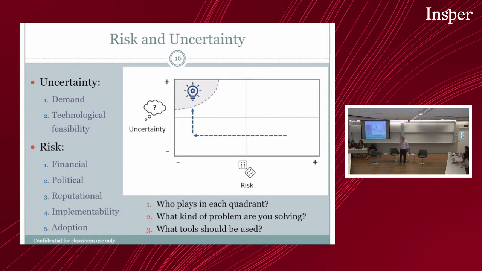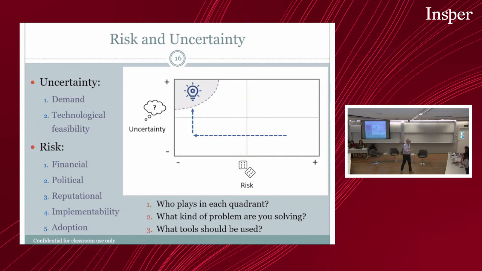Of course, we all love 2x2 boxes. Okay. Uncertainty and risk. Upper right, high uncertainty, high risk. Who plays there? The traditional answer is governments. Think hypersonics, nuclear energy at its beginning. But for that matter, airplanes at the beginning, okay? Quantum computing at the beginning. As uncertainty is reduced, when you get to the bottom right, okay, who plays there? Lower uncertainty, but still high risk. Giant corporations, big companies play there.